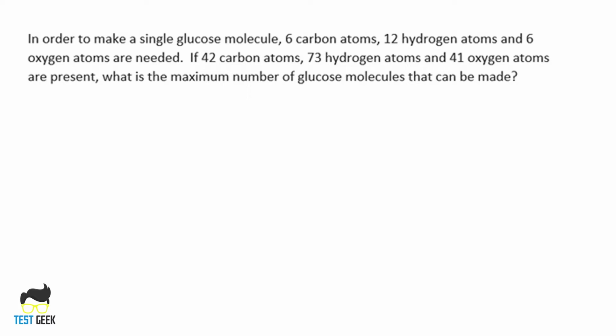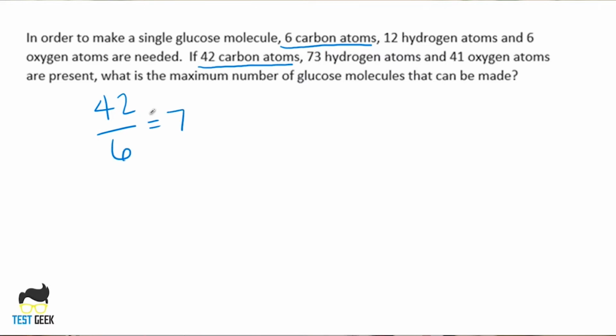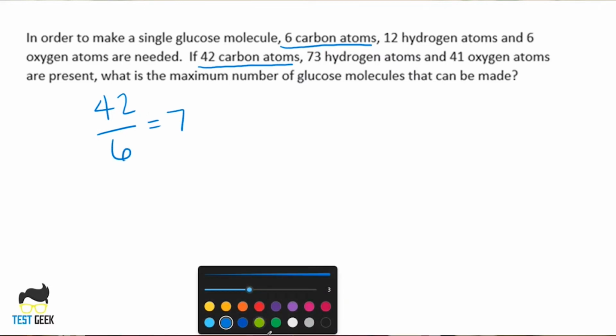Because if we don't have enough of one thing, it doesn't work, right? As soon as we run out of something, we're done for. We can't make any more glucose molecules. So let's work this out step by step. Let's first start with carbon atoms. So we have 42 and we need 6 to make each glucose molecule. So let's figure out how many glucose molecules we could make with our 42 carbon atoms. So let's divide 42 by 6 and we get 7. So we have enough carbon atoms to make 7 glucose molecules.